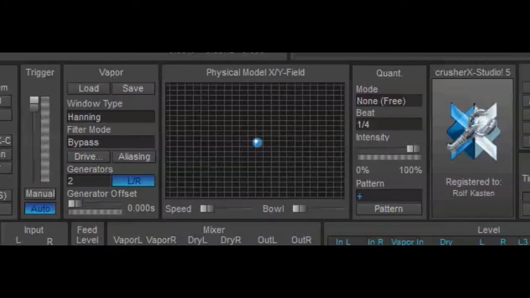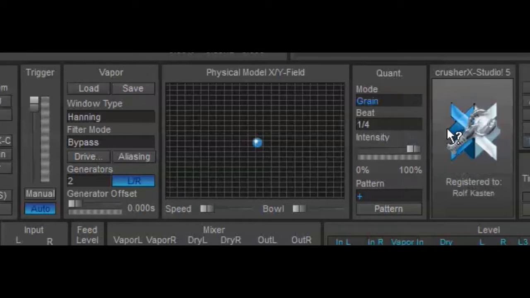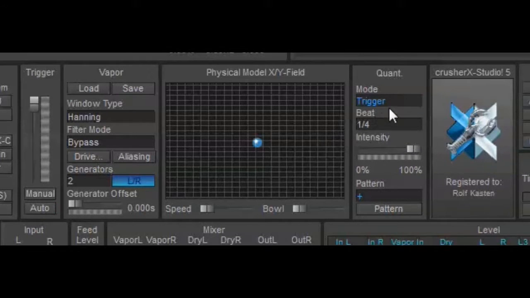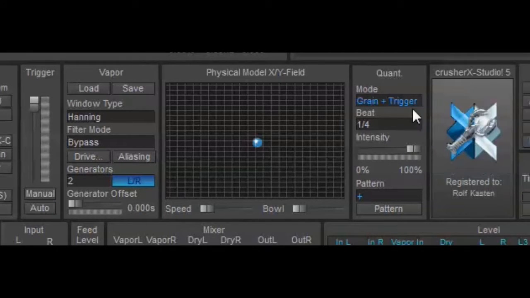Well, quantization. The basics first. There are 3 different modes implemented: grain, trigger, and both together, grain and trigger. Please notice that the modes trigger and grain and trigger don't work with auto switched on. Of course, they don't. Auto means automatically triggering the filling of the buffer independently from any quantization.